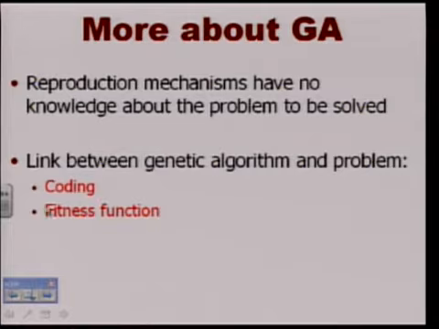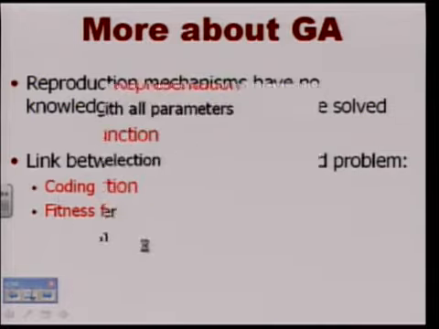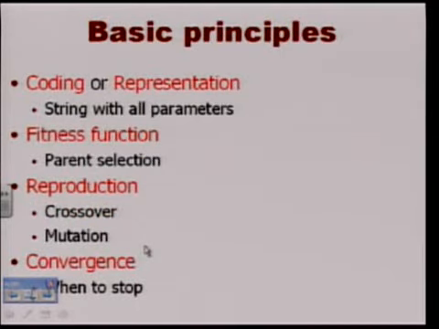And of course, how you are going to encode your feasible solution and how you are going to evaluate the fitness function, these are important things to be successful in implementing a genetic algorithm. And first is the representation of your decision variable. Of course, you can use a string with all parameters. In general, you can even use real numbers to represent. But to make it more realistic with genetic algorithm, you usually have to encode in some kind of binary sequence.